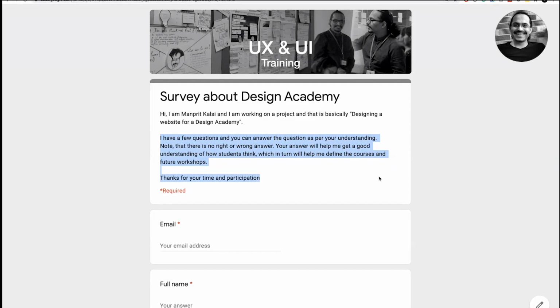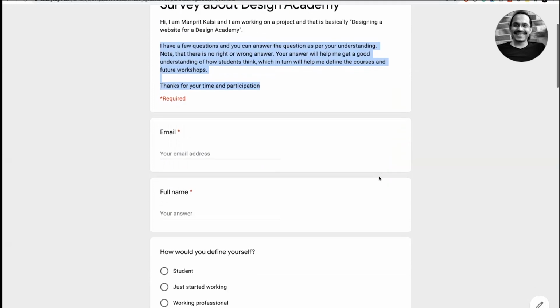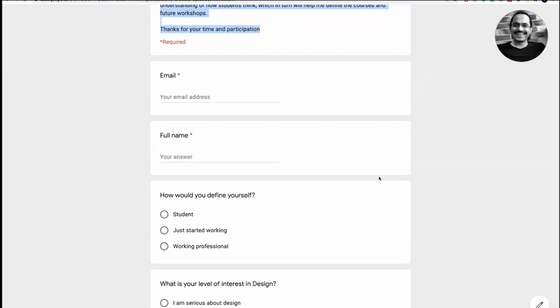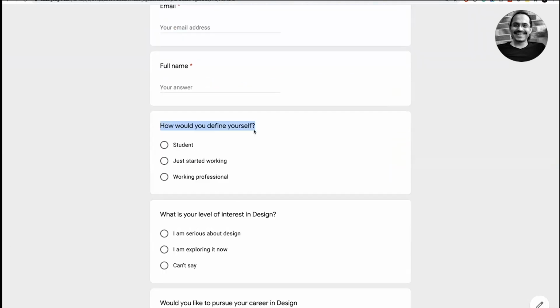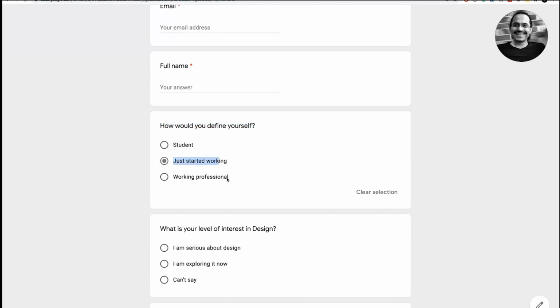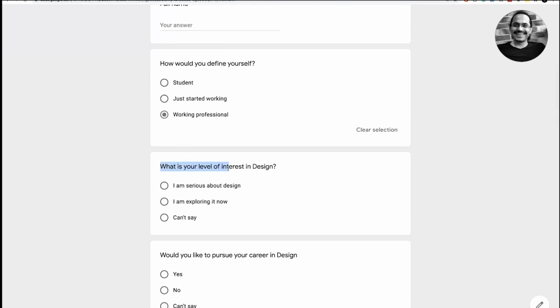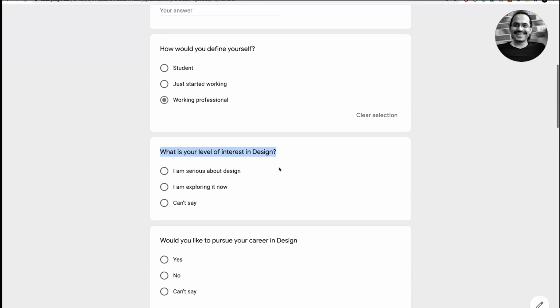So basically it really helps you get a deep insight into what the end users or the customers are thinking about your product and services, and it really helps you decide on what should be done next. So you can frame it according to your own product. In the case of the academy, I've asked who you are: a student, just started working, or a working professional, and so on. Similarly, what is the level of your interest in design? I'm trying to be specific to what I want.